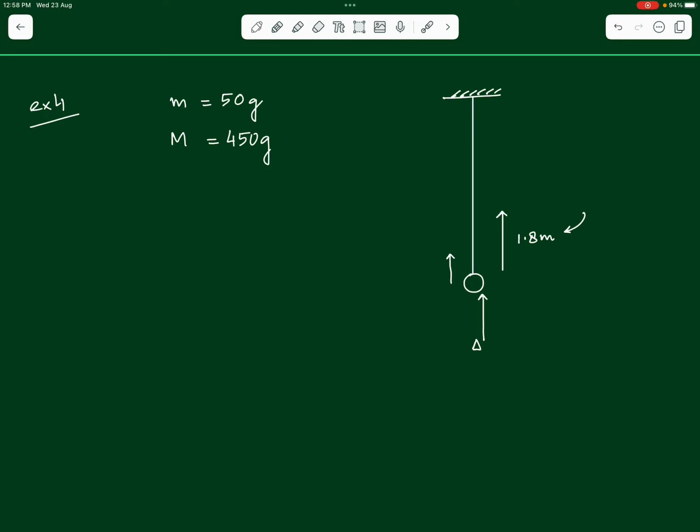From all this information, we are supposed to find v, the speed of the bullet with which it penetrates the bob. Just before it penetrates the bob, what was the velocity of the bullet?